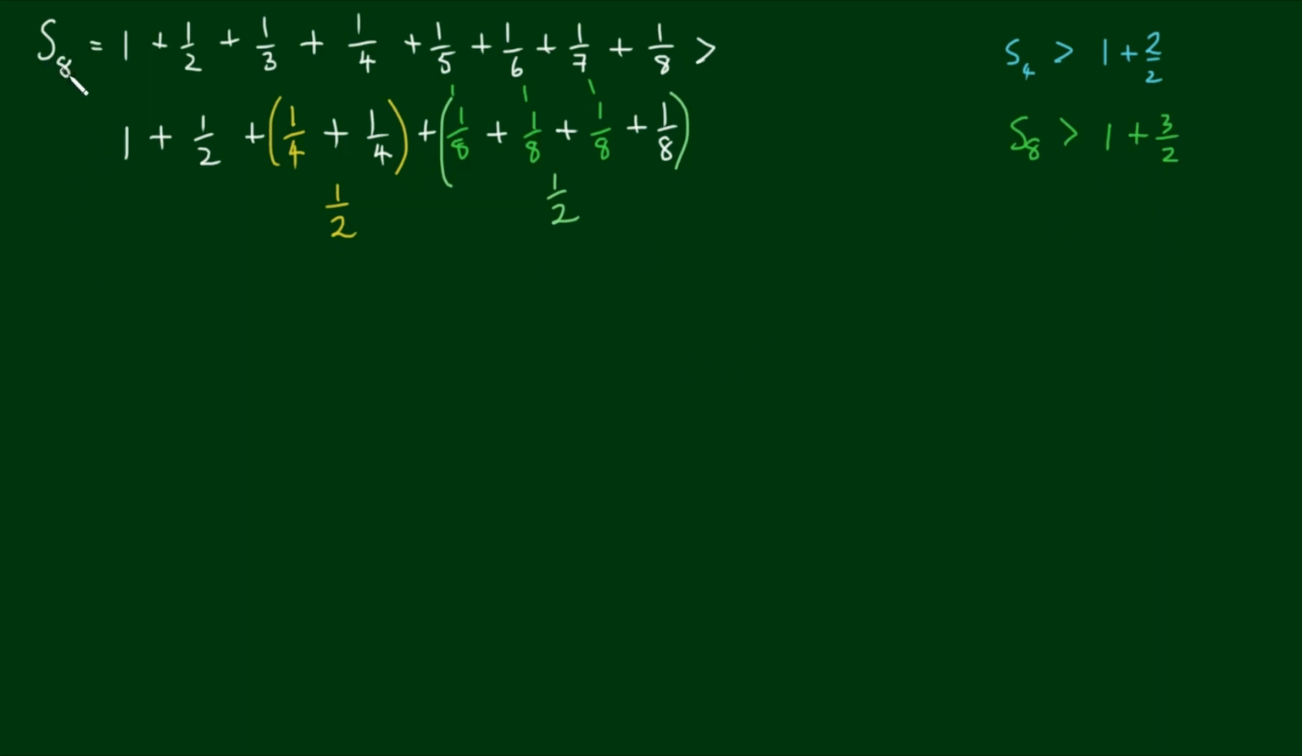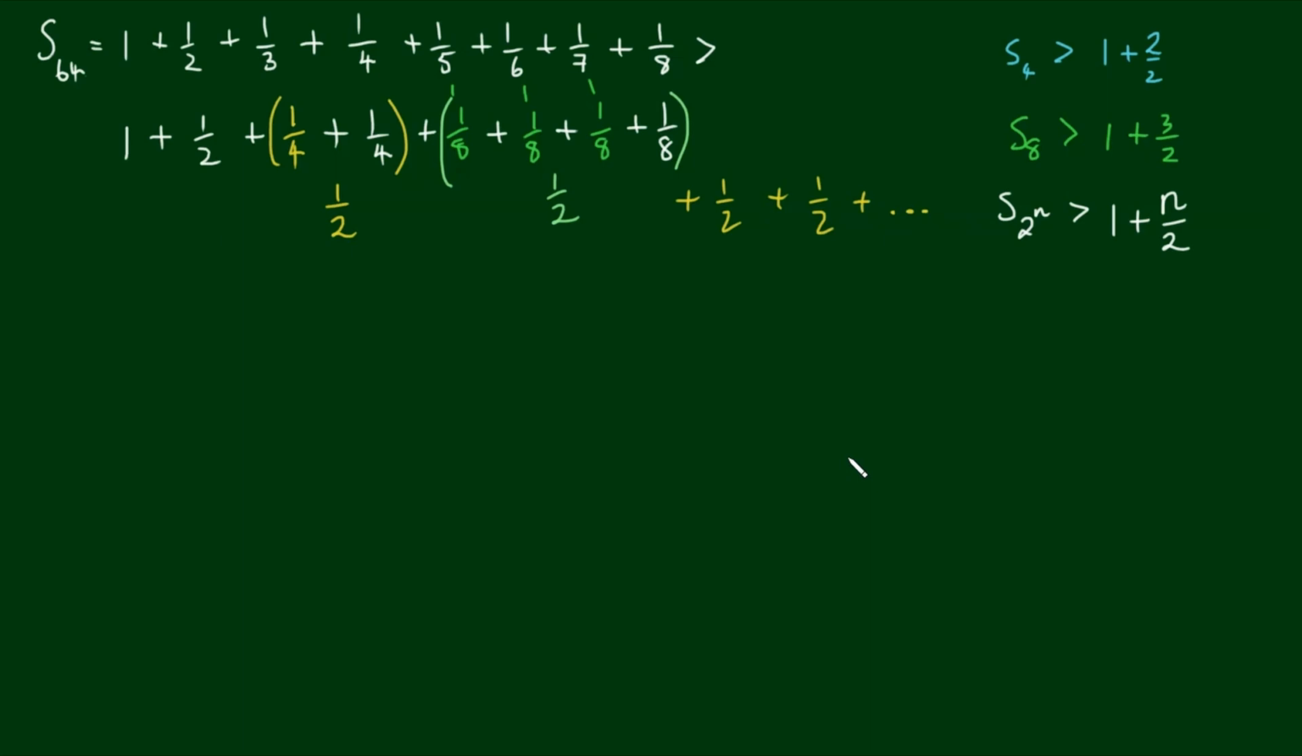And if you want, we can keep doing this comparison for the 16th partial sum, or the 32nd partial sum, or the 64th partial sum. So in general, comparing these two series, we have S sub 2 to the power of n is greater than 1 plus n halves. So for S sub 16, n would equal 4, and that's going to be greater than 1 plus 4 halves.